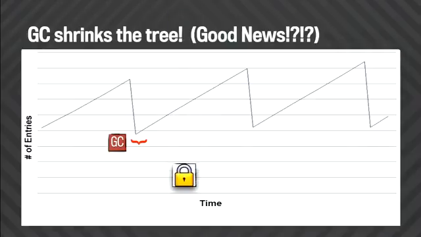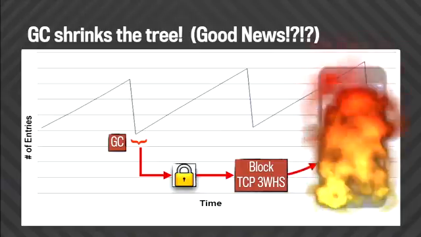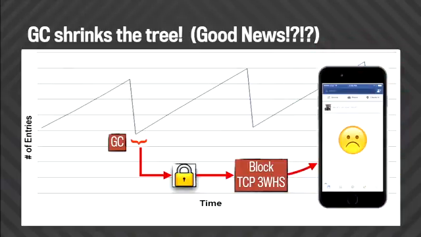Except that whenever the GC runs, it takes an exclusive lock on the tree. What does that mean? When the GC runs, it takes an exclusive lock, so no one can look at the tree. One of the side effects is that it blocks all the TCP three-way handshakes from happening. And it took a long time for the end user to finish the TCP connection. It may eventually time out. And a lot of unhappy faces on your cell phone when you try to read a story from Facebook.